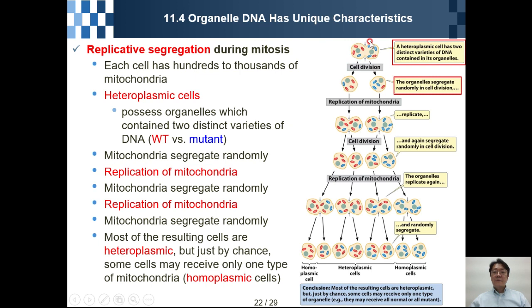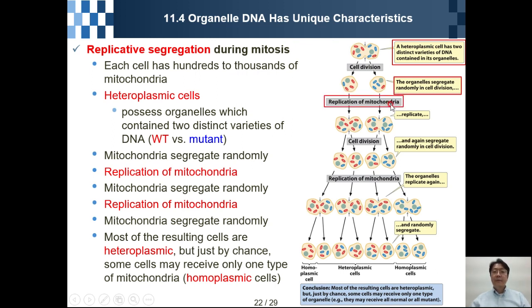After that, during the cell division, the mitochondria are segregated randomly. For example, in this case, the wild type mitochondria number 1, 2, 3, 4. How about the mutant mitochondria? They also have 1, 2, 3, 4. But during the cell division, one cell gets 3 wild type mitochondria and 1 mutant mitochondria. The other cell, on the contrary, gets 3 mutant mitochondria and only 1 wild type mitochondria.